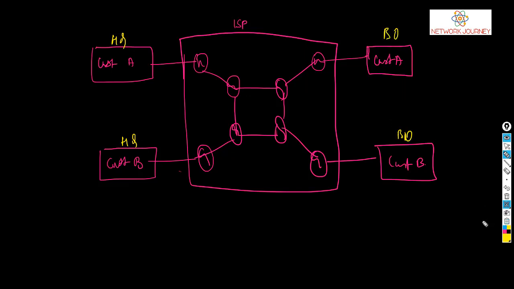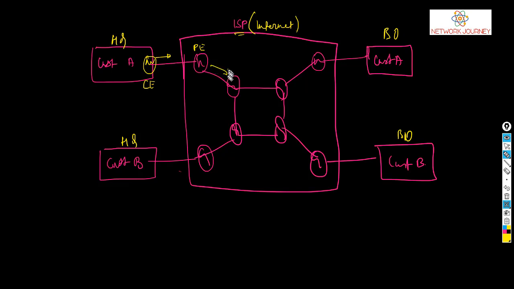So what do you think will happen? Let's say this is the ISP. ISP is nothing but the internet, right? So whatever packet you send, the packet will hit this. This router is called the PE, provider edge, and this router, which is kept in the customer premises, we call it the customer edge. So the first packet will hit this PE.